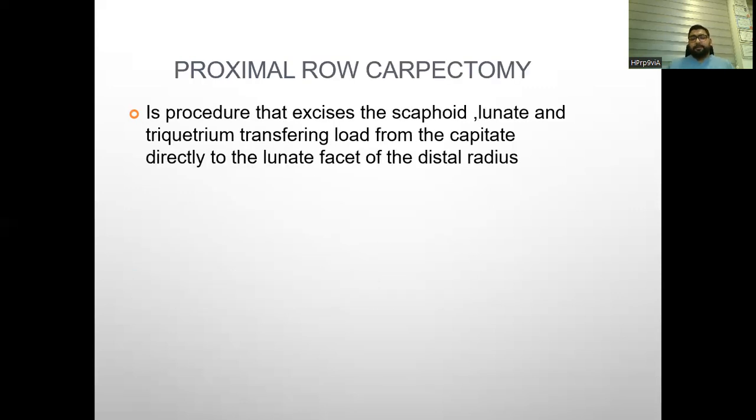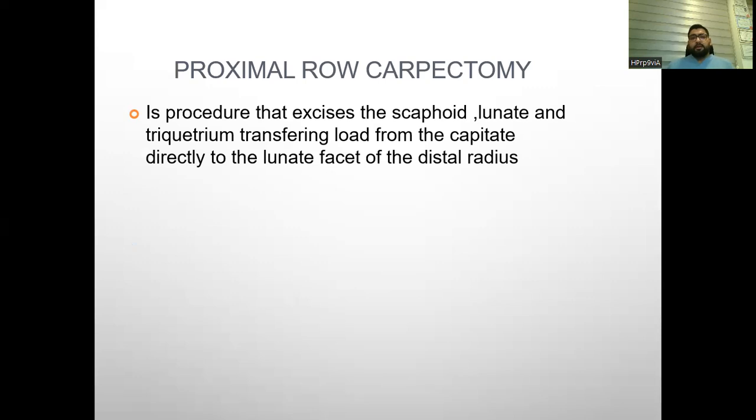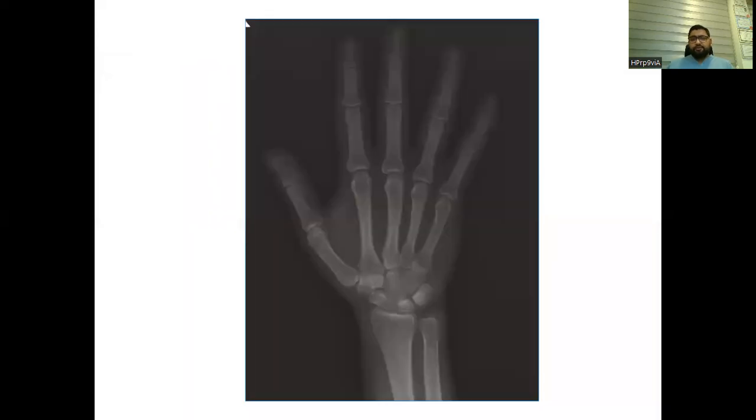But what we prefer is proximal row carpectomy. This is a good operation with very good functional results post-operatively. Proximal row carpectomy is a procedure that excises the scaphoid, lunate, and triquetrum, transferring load from the capitate directly to the lunate facet of the distal radius. I will show you one case in this.